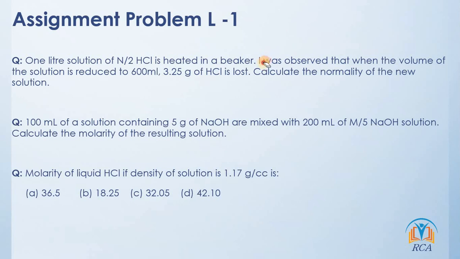It was observed that when the volume of the solution is reduced to 600 ml, 3.25 grams of HCl is lost. You have to calculate the normality of the new solution. Second question, 100 ml of a solution containing 5 grams of sodium hydroxide are mixed with 200 ml of M/5 sodium hydroxide solution. You have to calculate the molarity of the resulting solution.